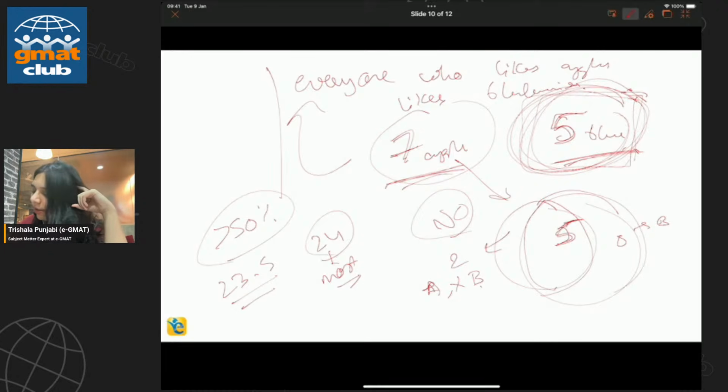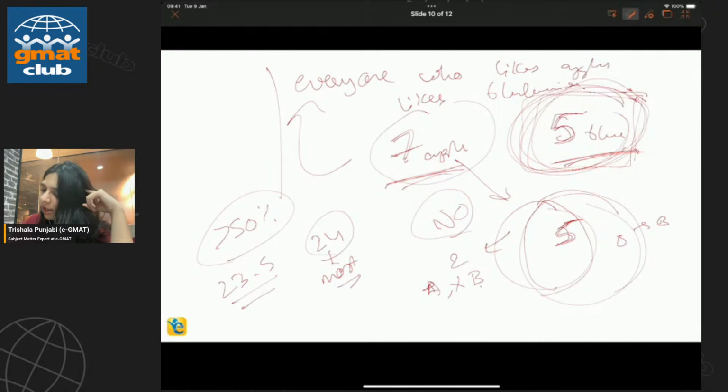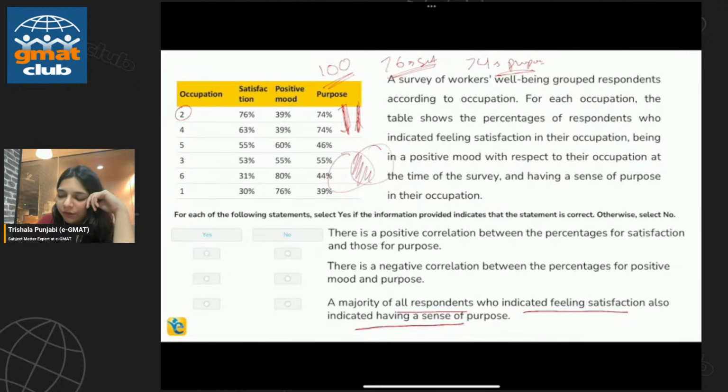Okay, let me give a scenario. So everyone who likes apples likes blueberries. No, let's not do this. Let's go back to this question. In this question, if we were looking at 2 and 4, what was happening? They could be the same people, they could be different people, the majority of them were the same.